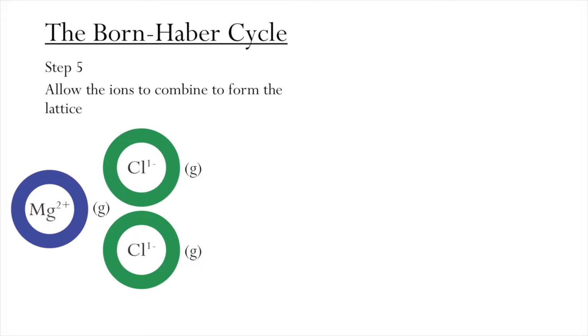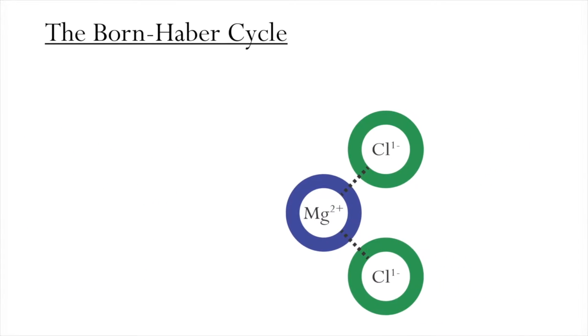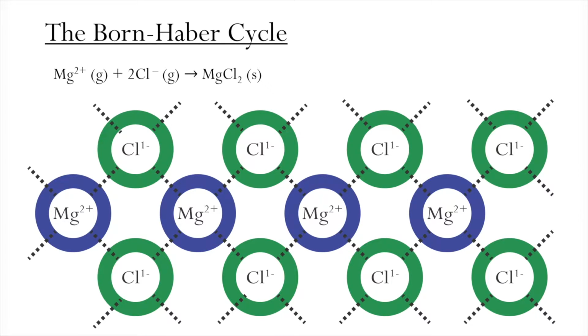Here, magnesium 2 plus gas will combine with 2 chlorine minus gas ions to form magnesium chloride solid. Note here that the chemical equation is exactly the reverse of the chemical equation for the lattice energy. Thus, the change in enthalpy corresponding to this step is the negative of the lattice energy, which we'll call delta H5. And allowing many of these ionic interactions between magnesium 2 plus and chlorine minus ions to occur forms a strong solid lattice.